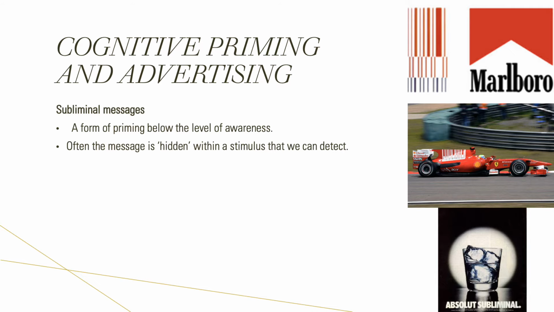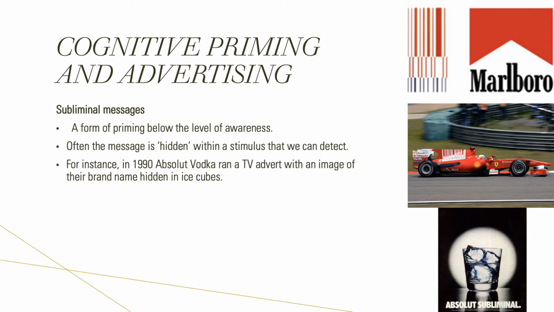So a message is hidden within a stimulus that we can detect. For instance, the example at the bottom is an Absolute vodka advert, and the brand name was hidden in the ice cubes. So all throughout the advert, you could subliminally see the brand name of Absolute vodka in the ice cubes, but the viewers weren't aware of it.